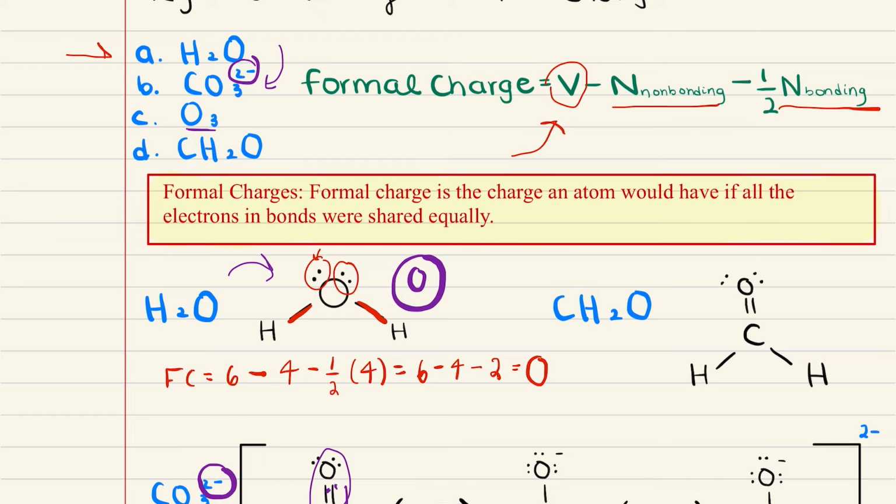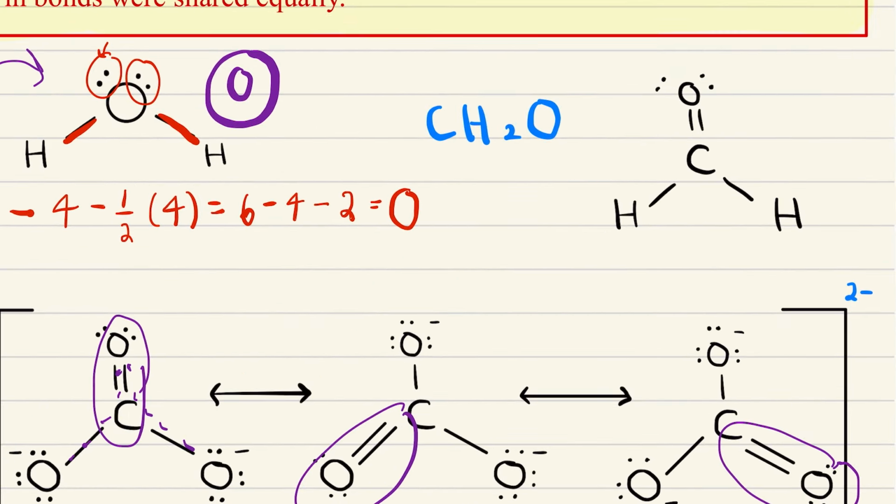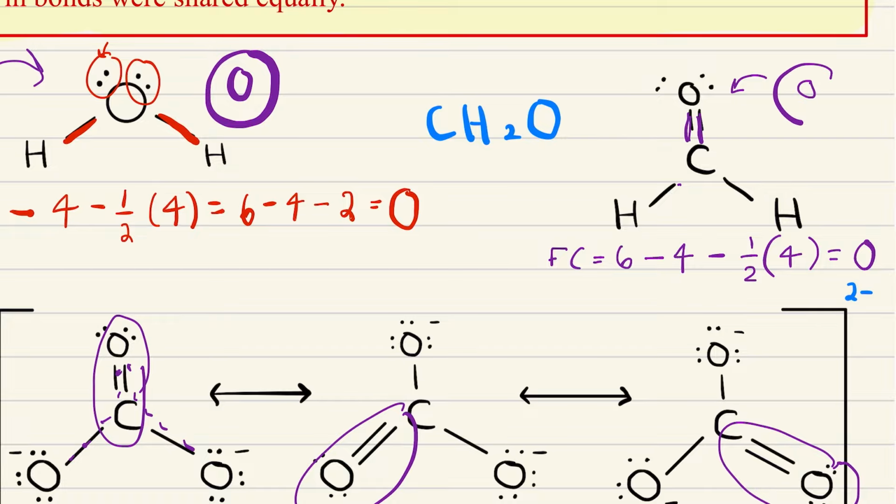Now, the last molecule we're given here is formaldehyde, CH2O. Let's go ahead and draw it out. It's going to look something like this. You have a carbon double bonded to the oxygen, and also the carbon has 2 bonds to 2 different hydrogens. Now, what we're trying to figure out is the formal charge of the oxygen atom. Oxygen has 6 valence electrons. It has 4 non-bonded electrons, -1/2. How many bonded electrons does it have? Well, it has 2 bonds to carbon for a total of 4 bonded electrons. And so this is also going to give us 0. The formal charge associated with this oxygen is 0.